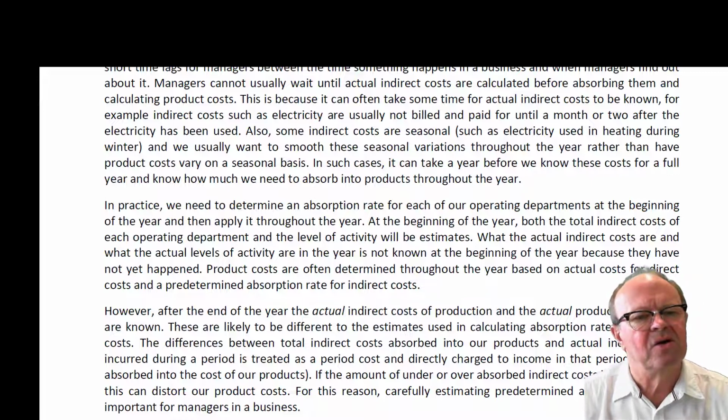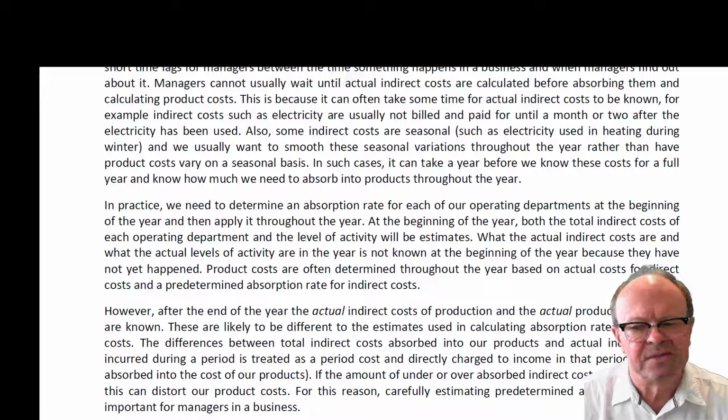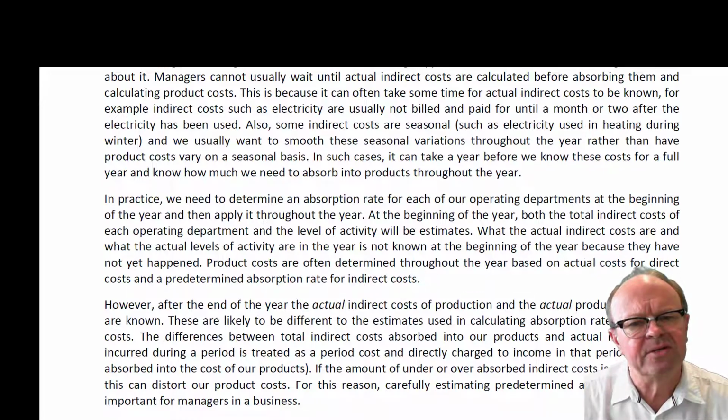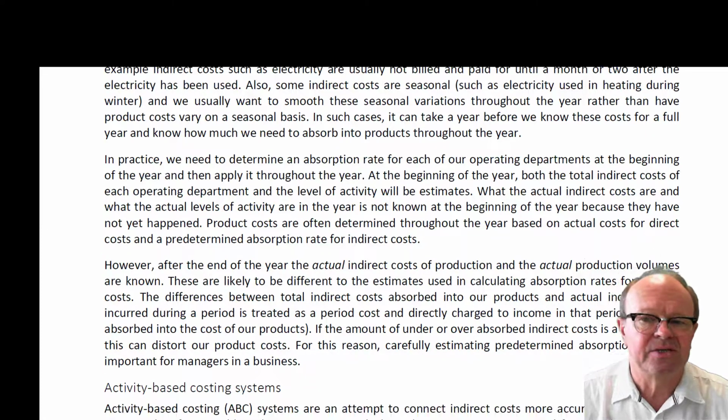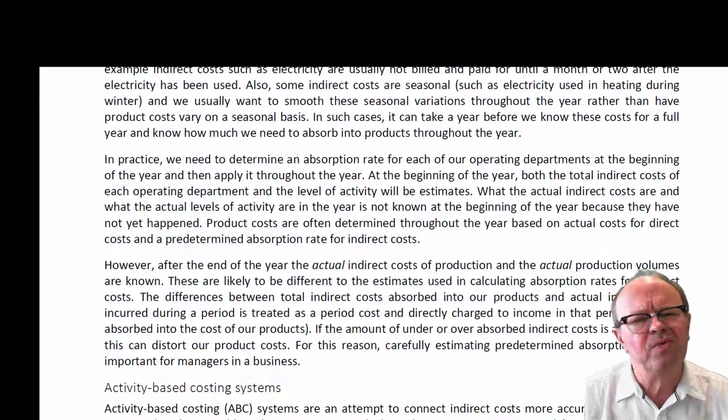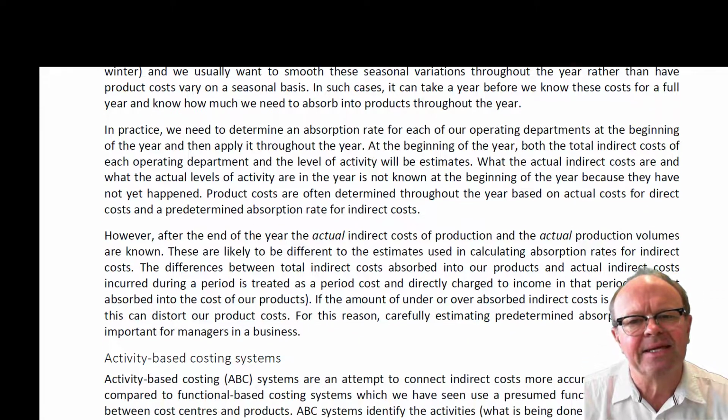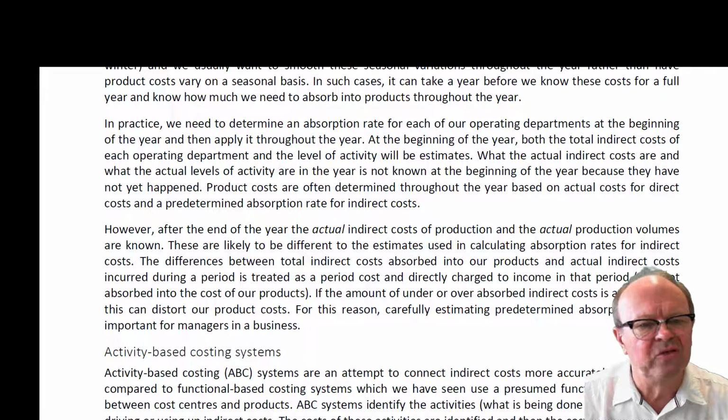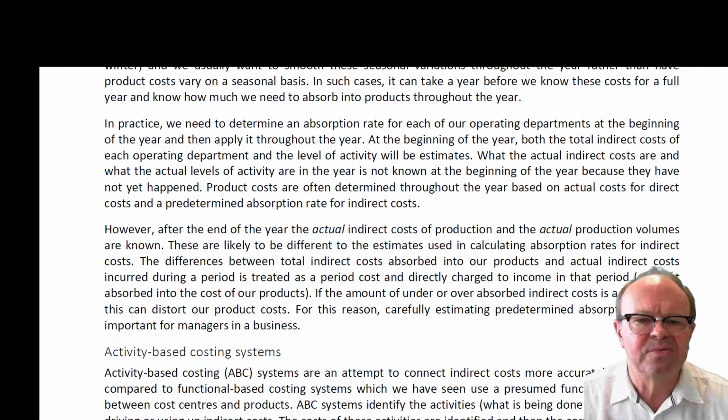For example, indirect costs such as electricity are usually not billed and paid for until a month or two after the electricity has been used. Also, some indirect costs are seasonal, such as electricity used in heating during winter, and we usually want to smooth these seasonal variations throughout the year rather than have product costs vary on a seasonal basis. In such cases, it can take a year before we know these costs for a full year and know how much we need to absorb into products throughout the year.